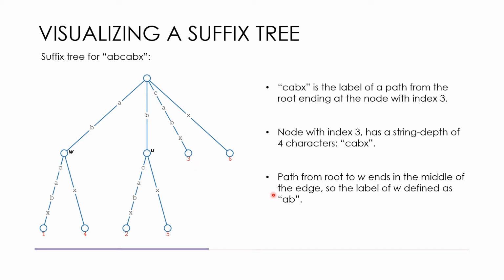And then the path from the root to W ends in the middle of the edge. So the label of W is defined as AB. Again, we start at the root. We see that W is a node that ends in the middle of an edge. Therefore, the label of the path is AB, because those are the characters that compose that path.